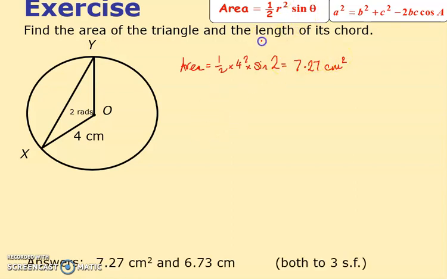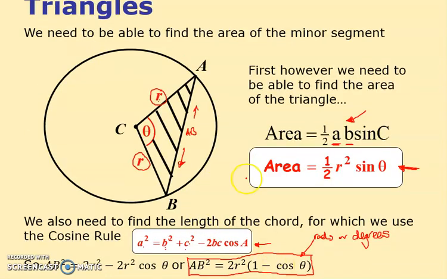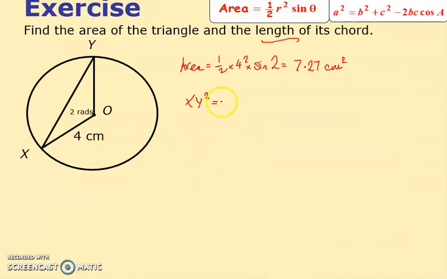We also want the length of its chord. So the length of its chord, what I called AB just now, but here it's XY. So I'm going to write XY squared equals. And if we just go back and have a look at that formula, it says 2R squared, 1 minus cos theta. So we might as well learn this. It's 2R squared, 1 minus cos theta. And in this case it's 2 times 4 squared, 1 minus cos of 2. That's of course XY squared, so we will have to square root at the end.